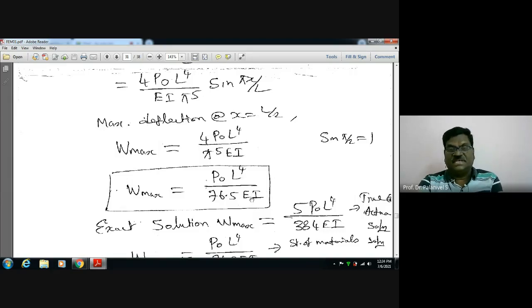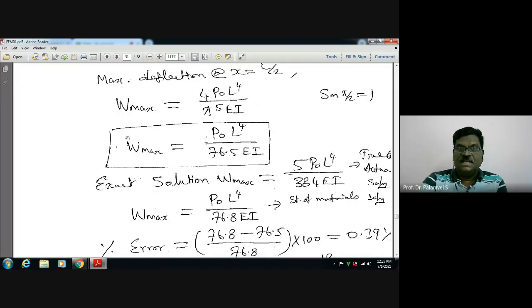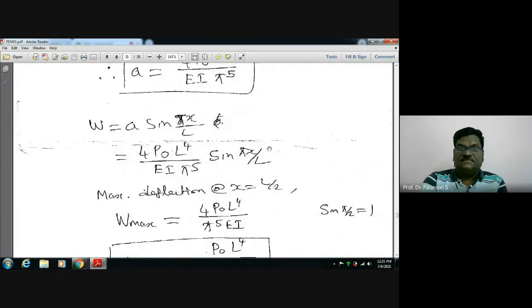Please, all of you listen here. The UDL into L^4 divided by some constant 76.5 into EI we are getting. Listen, because sin(π/2) is 1. If you substitute this one here, please see here. This is the maximum deflection obtained from this energy approach.